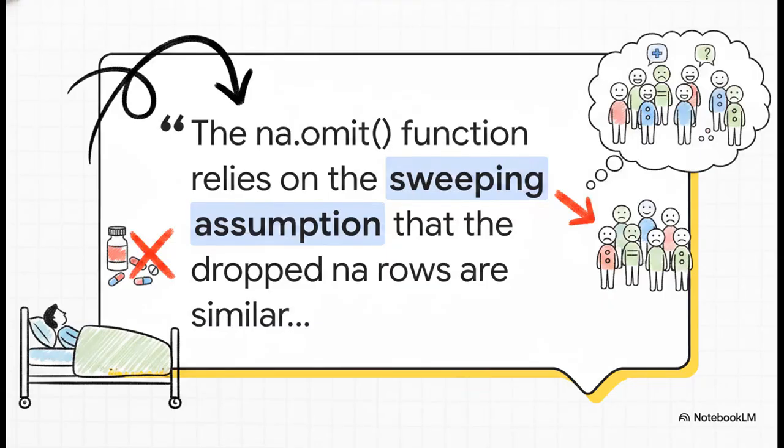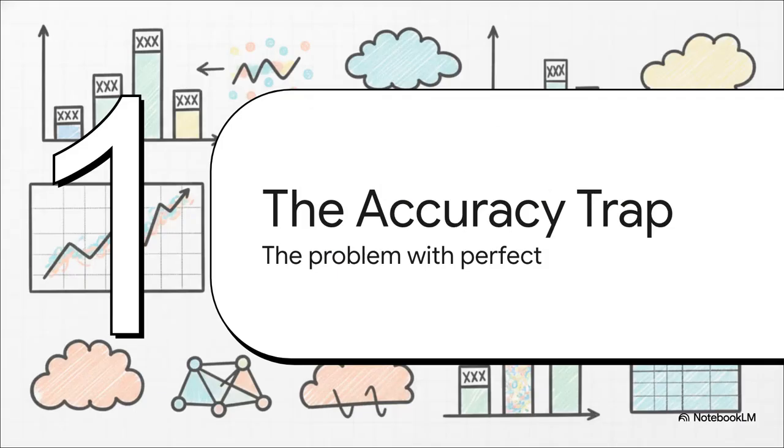The problem is, simply dropping rows relies on a massive, sweeping assumption that those missing records aren't uniquely important. Think about it. If you're running a medical study, what if the patients who dropped out, and therefore have missing data, are the exact same ones who suffered severe side effects? By just hitting delete, you've completely skewed your entire analysis. It's incredibly risky. So, moving to section 3, the accuracy trap.